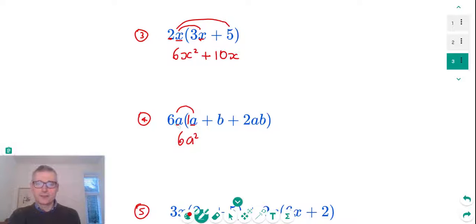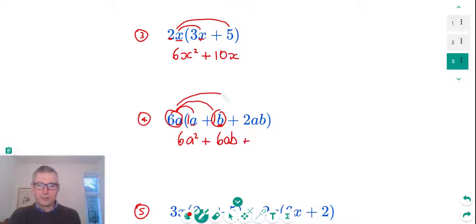Then we're going to multiply 6a and b together. To do that, we can imagine that there's a 1 in front of the b if we like. So doing the number part, 6 times 1 will just give us 6. There isn't any a's in this bit here, so we can just say a times 1 will just give us a. And then we're going to multiply by the b. There isn't any b's in this part, so we just end up with this b here, and that gives us 6ab.